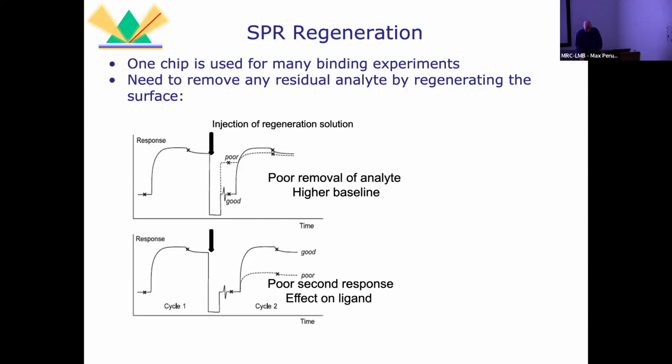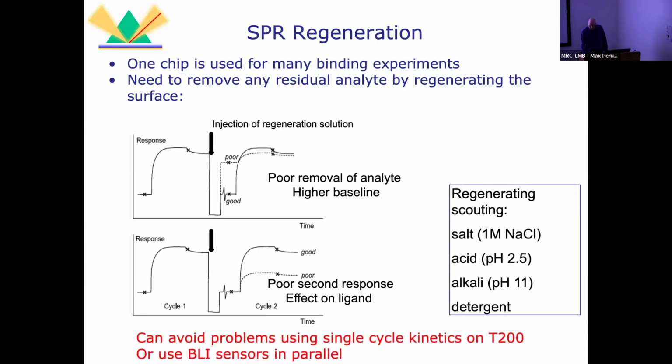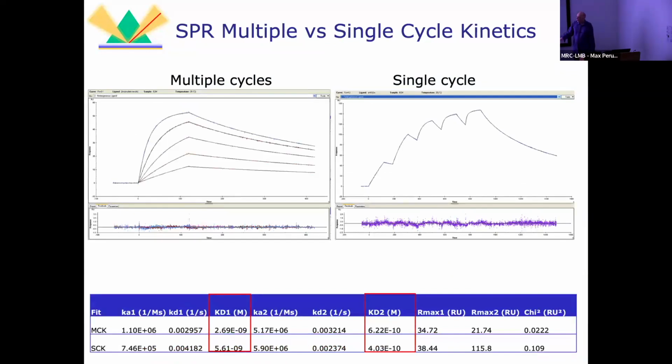The reason for that is the regeneration solutions that we use are high salt or acid or alkali or detergent. So it could be that just by trial, you'll find that actually, I can't use alkali. You can actually solve this problem if you can't get things off, and sometimes things you don't want to regenerate, or things are just going to take far, far too long. You can use single cycle kinetics in the BioCore.